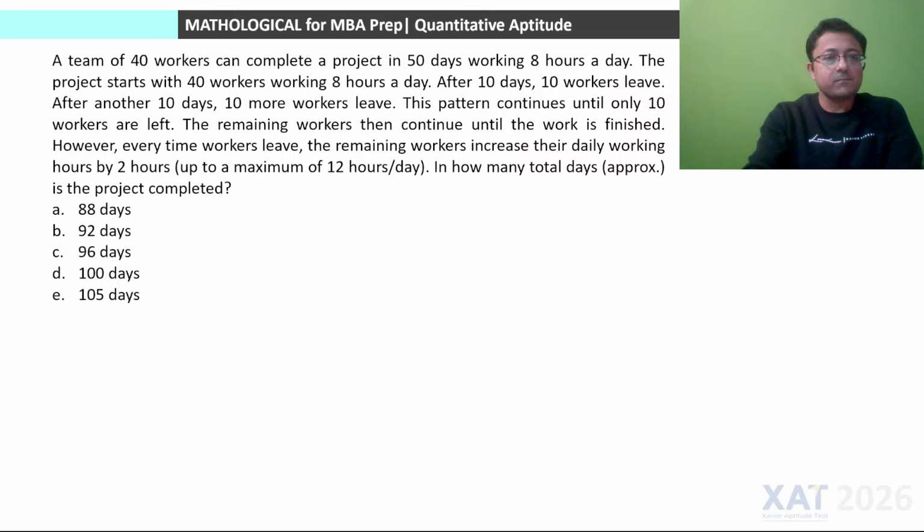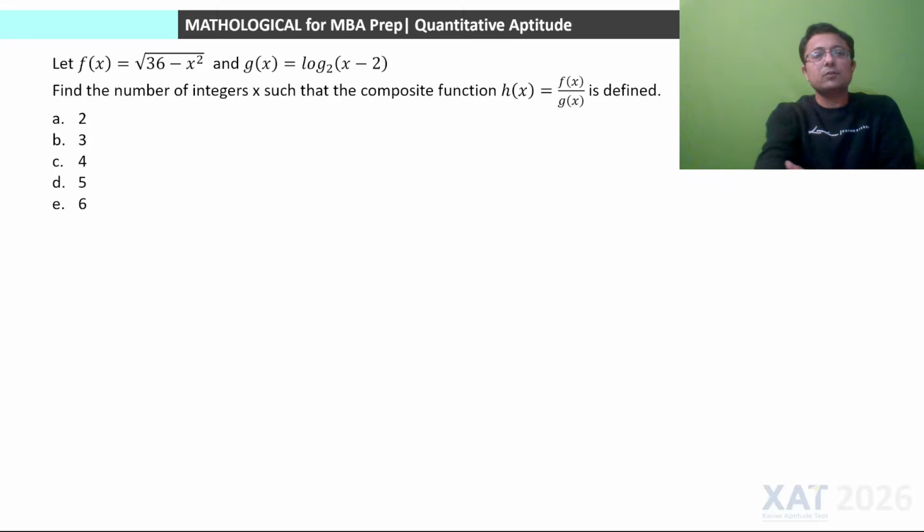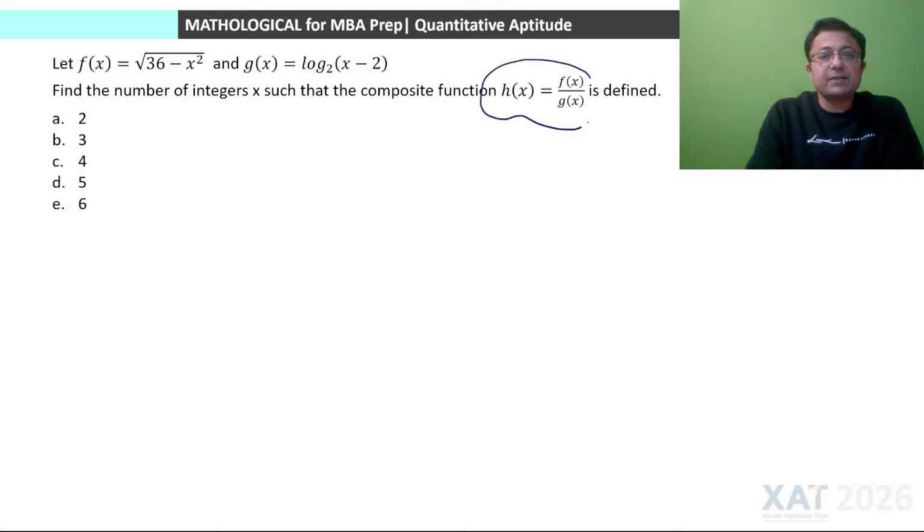Okay, नेक्स्ट क्वेश्चन। That fx is equal to root of 36 minus x square and gx is equal to log of x minus 2 on the base 2, then find the number of integers x such that the composite function hx is equal to fx upon gx is defined. Now there is a function hx that is fx upon gx and that should be defined. So what should be the integer values of x for which that is defined? Fx is equal to root of 36 minus x square and gx is equal to log of x minus 2 on the base 2.